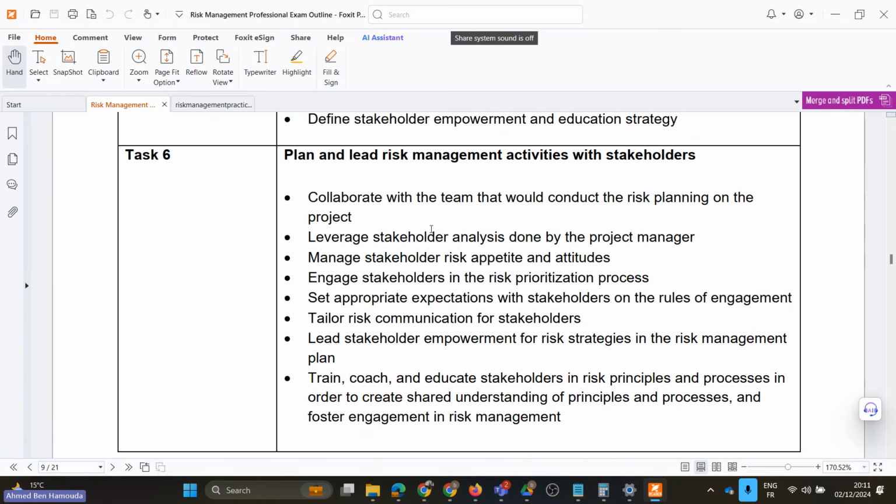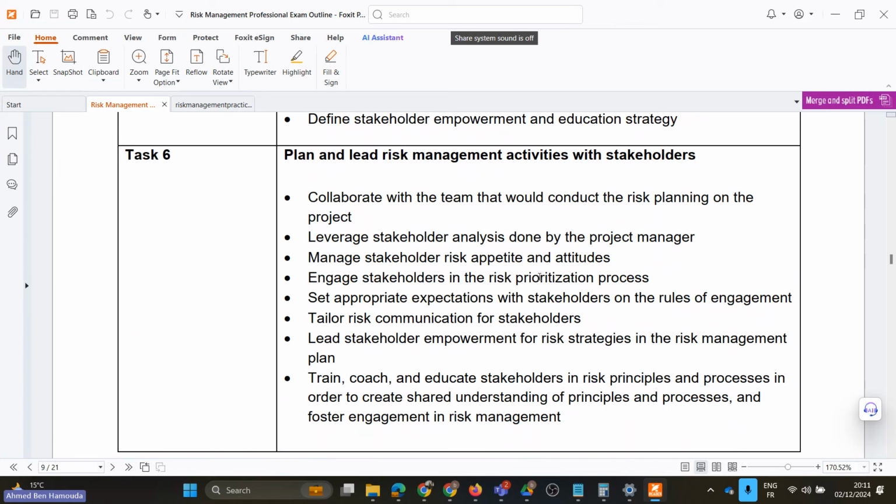how to leverage those analyses done by the PM. We mentioned again the risk appetite and attitudes, because we can have stakeholders with a positive attitude towards risks. Some of them have a negative attitude. Some of them are supportive. Some of them are not. So even the status of the stakeholders could create new risks for you. Okay, this is something PMI focuses on a lot in the RMP exam, which is really how your stakeholders could either support you in managing your project risks or could be a source of risk themselves.